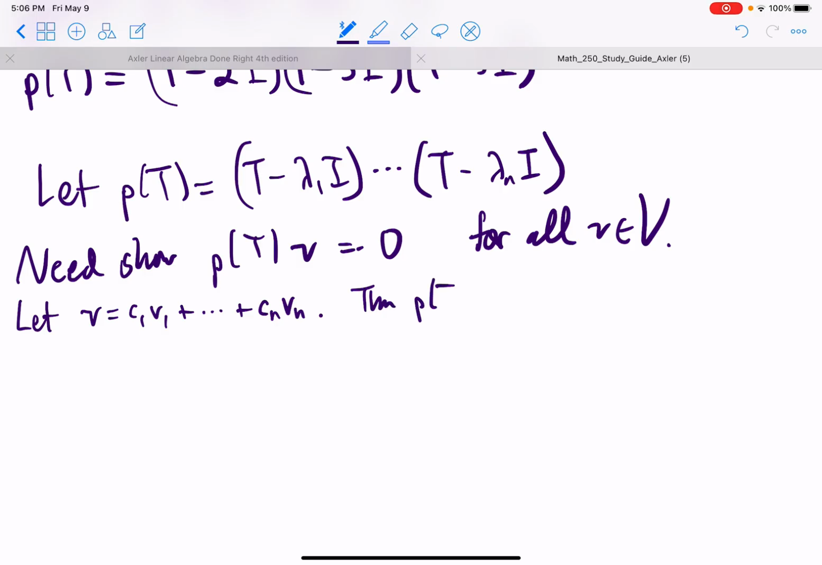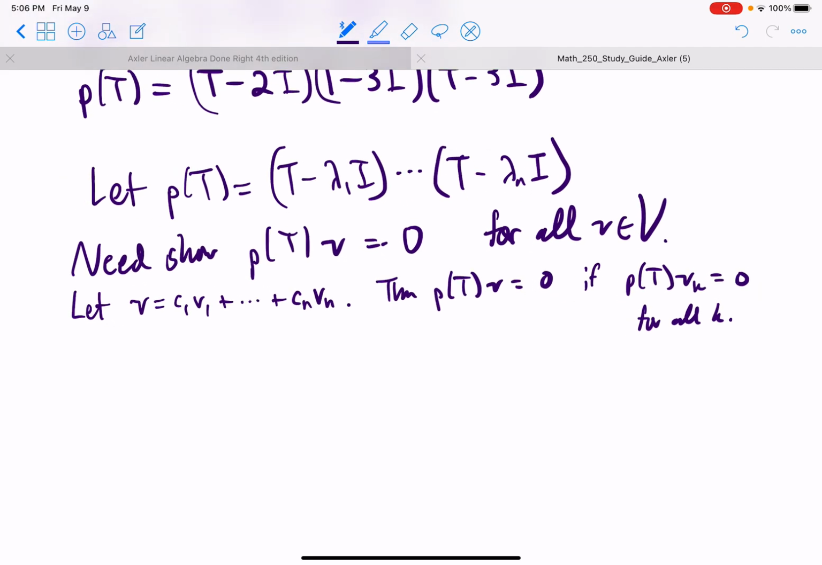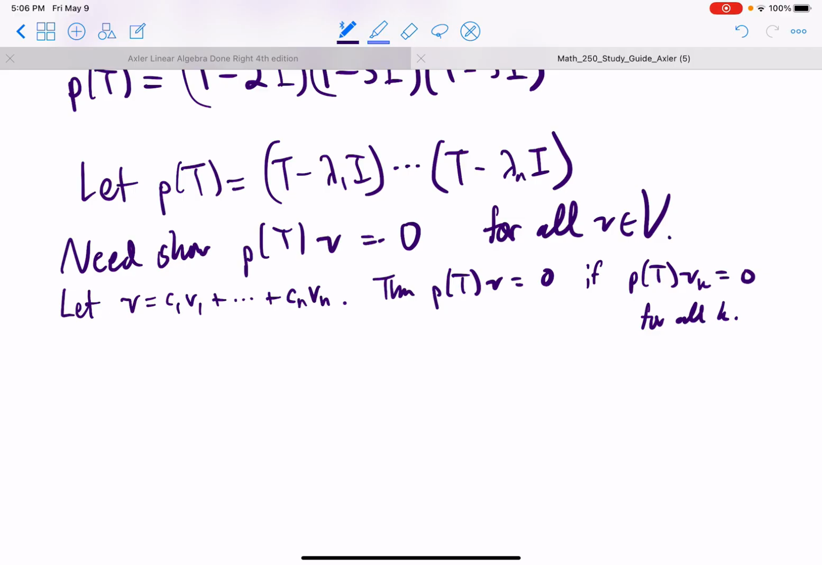Then P of T v equals 0 if P of T v_k equals 0 for all k. So what we're going to do here is show an easier problem: that P of T eating the kth basis vector is 0. This we're going to prove.